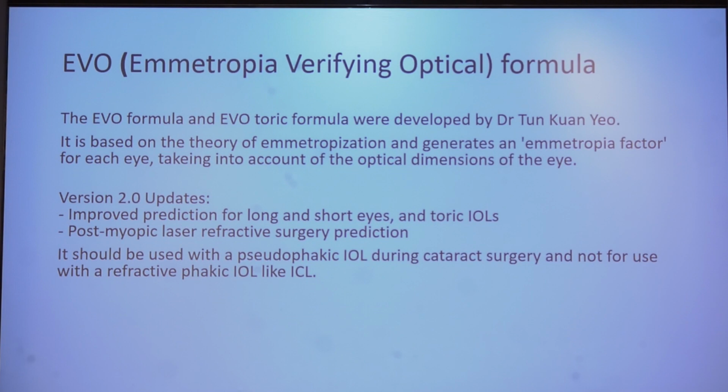EVO formula, that is the Emmetropia Verifying Optical formula, is developed by Tun Kuo and is based on emmetropization and the generation of an emmetropia factor for each eye. Now version 2 has come for long and short eyes and also for toric, and it is also for post-myopic refractive surgery prediction. So it is a very revolutionary formula. It should be used for pseudophakic IOLs during cataract surgery and not for refractive phakic IOLs like ICL.